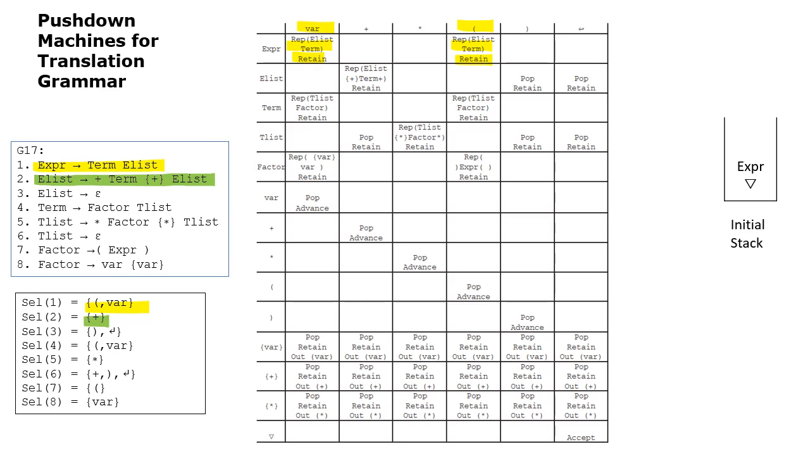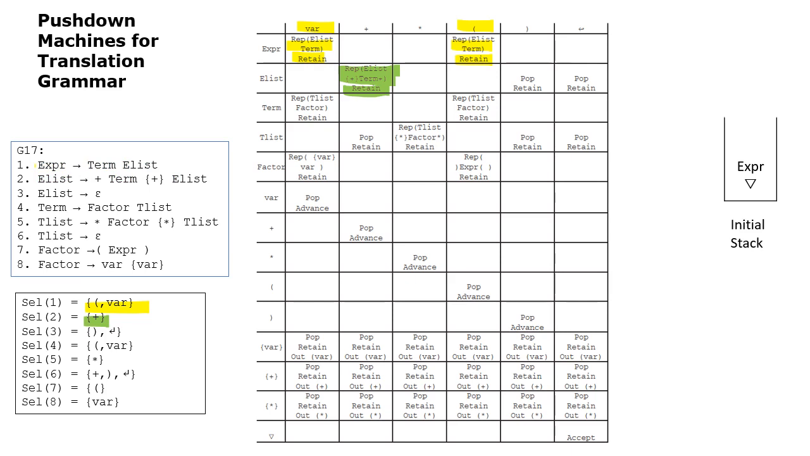Therefore, where elist intersects with plus, we fill it up with replace elist plus action term plus retain. So it is basically the same thing that we do. Okay, now, the action symbols inside our grammar.